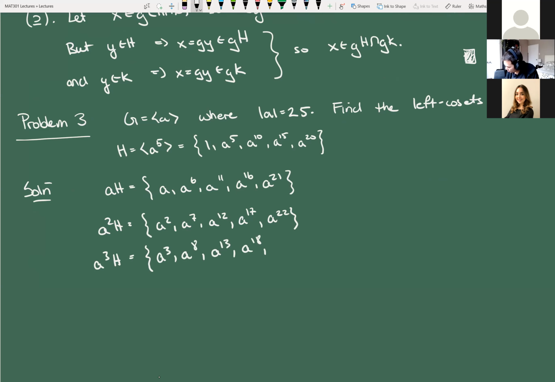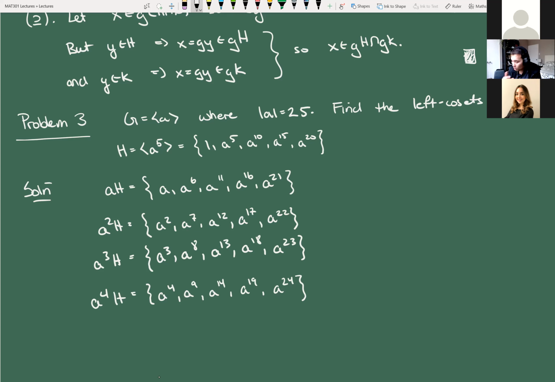you're going to notice that they start to repeat, right? So this will be the last one. a to the 4, a to the 9, a to the 14, a to the 19, and a to the 24, okay? Now, if you wanted to keep on going, you could, but notice that the next one is the identity coset, right? If you multiply a in, you would get a to the 5, a to the 10, a to the 15, a to the 20, a to the 25. But a to the 25 is 1, right? Because you're told that a has order 25. And so that becomes the identity coset again.